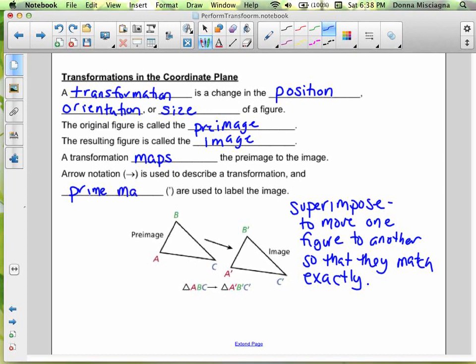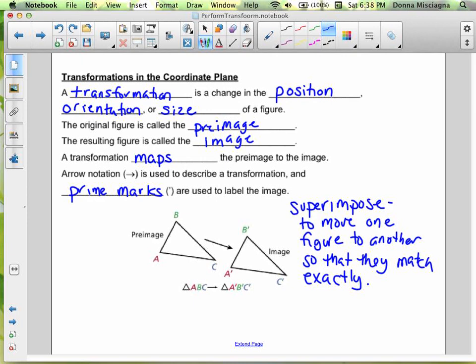I went to write my P and it came out all funny looking. Prime marks are used to label the image, right? So for instance, we have ABC becomes or maps to A prime, B prime, C prime, right? We just call it prime.